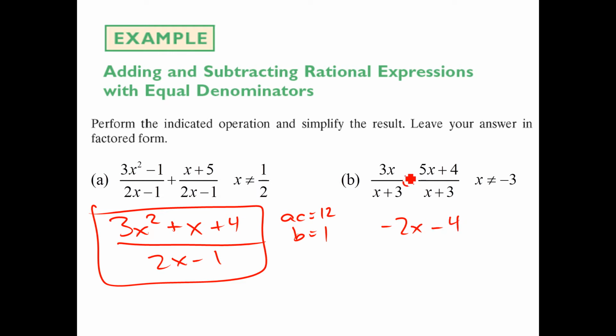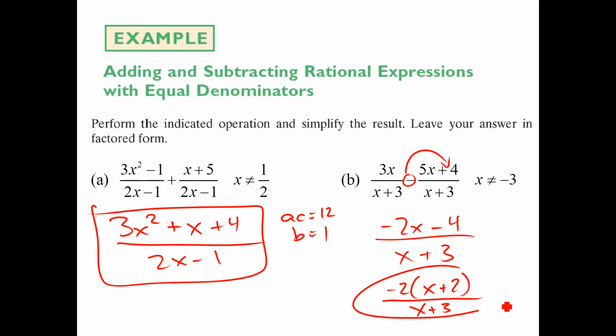Be careful here, that negative is going to distribute all over x plus 3. We do want to leave this in factored form, and we can factor out a -2 here, which becomes an x plus 2 once we pull that -2 out, all over x plus 3. And they already told us here our restriction is x cannot equal -3.